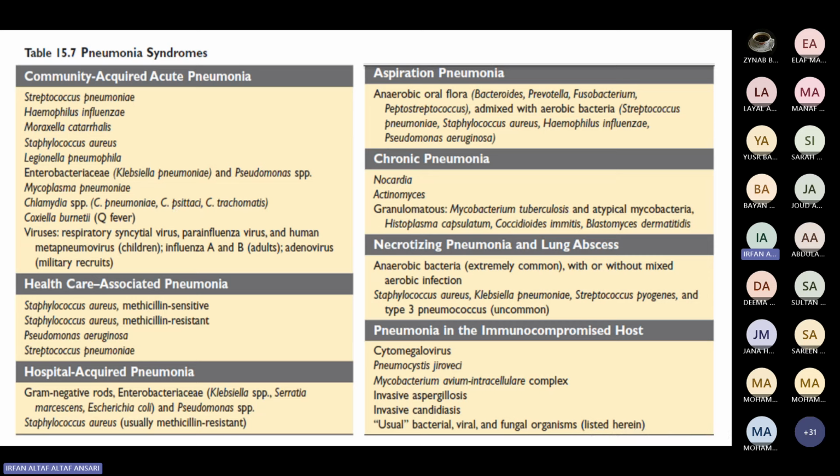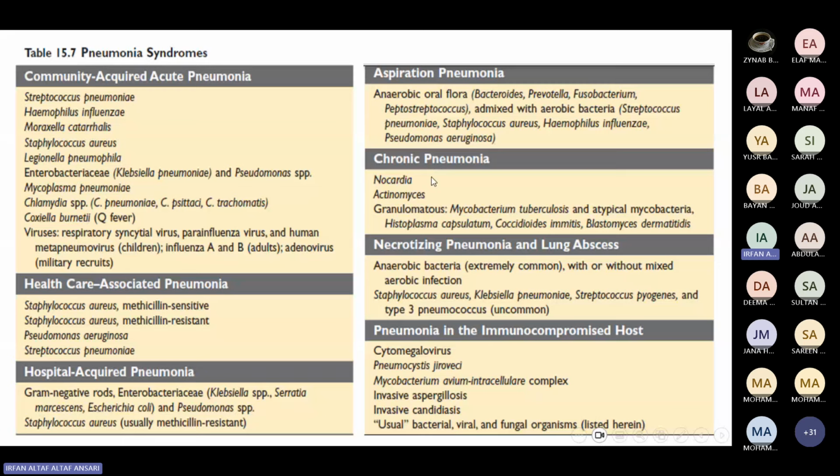Then healthcare associated pneumonia: you have either MRSA or methicillin sensitive Staph aureus, Pseudomonas, and Pneumococcus. Hospital acquired is usually caused by gram negative rods like Klebsiella, Serratia, Pseudomonas, and Staphylococcus, especially methicillin resistant Staphylococcus aureus. Aspiration pneumonia generally involves the anaerobic oral flora, because the aspiration goes through the oral cavity. So these oral bacteria, especially the anaerobic bacteria, grow.